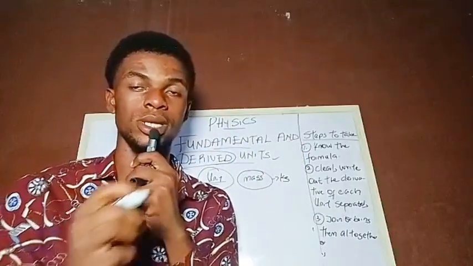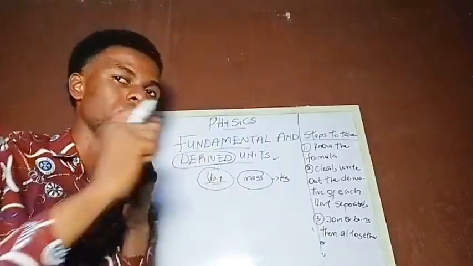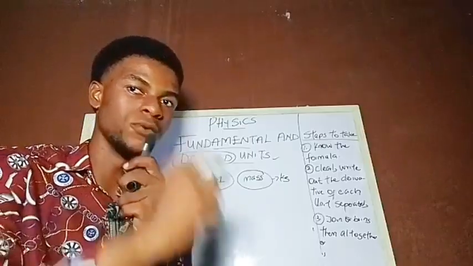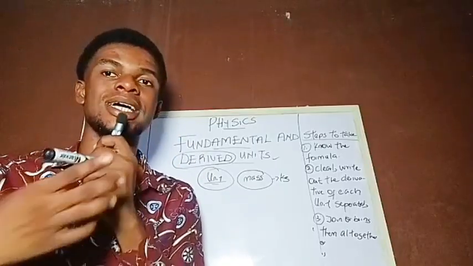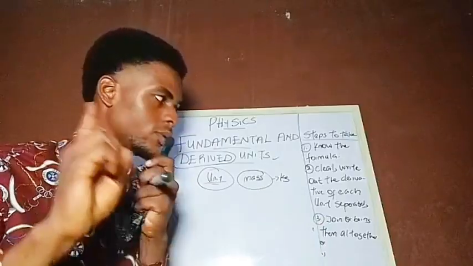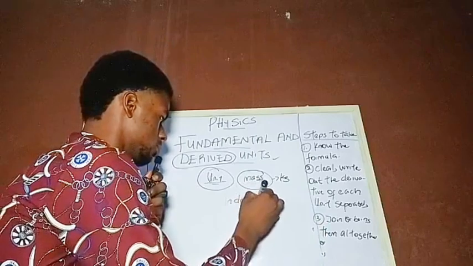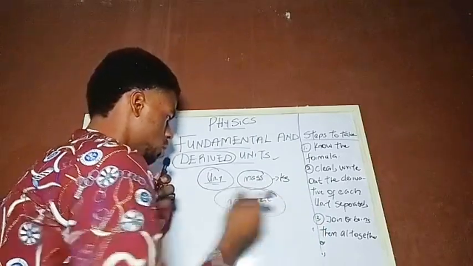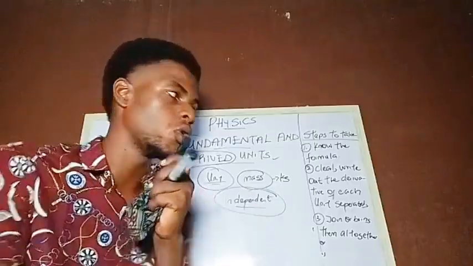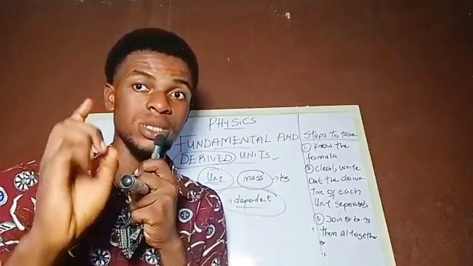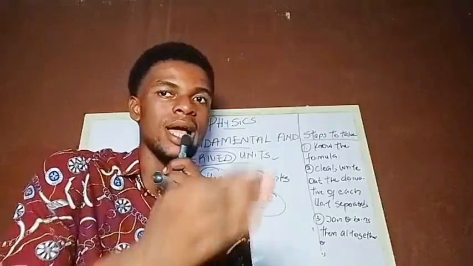Now, what is a fundamental unit? Like I said, the topic is fundamental and derived units. So what are fundamental units? Fundamental units are units that are independent. I want you to mark that word, independent. You can call it a fundamental unit or an independent unit. It means that these units don't depend on any other unit.